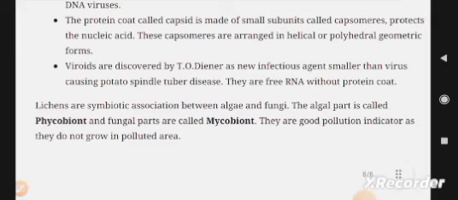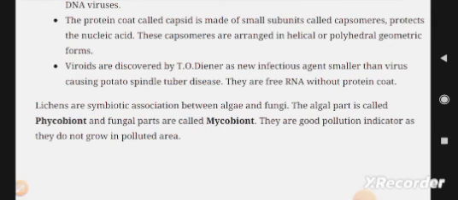The protein coat called capsid, made of small subunits called capsomeres, protects the nucleic acid. These capsomeres are arranged in helical or polyhedral geometric forms. Viroids were discovered by T.O. Diener as new infectious agent smaller than virus causing potato spindle tuber disease. They are free RNA without protein coat.